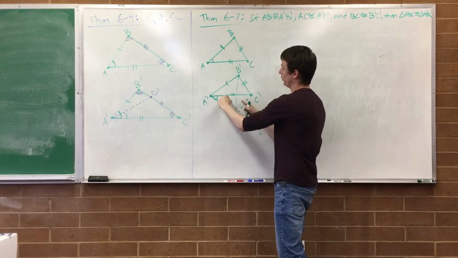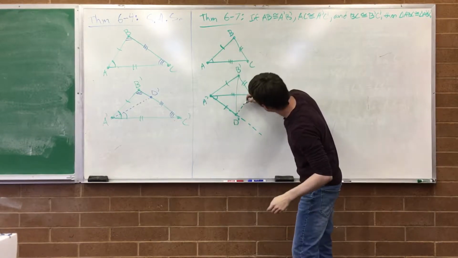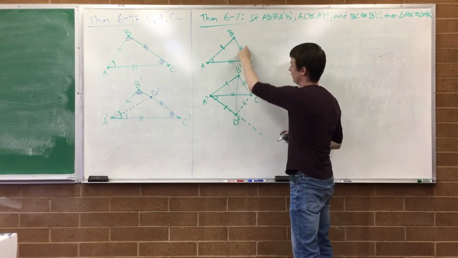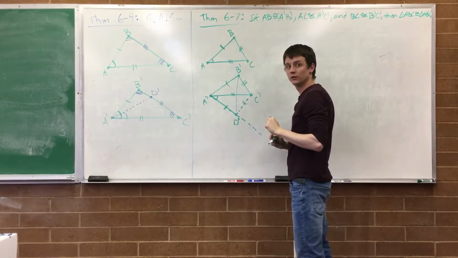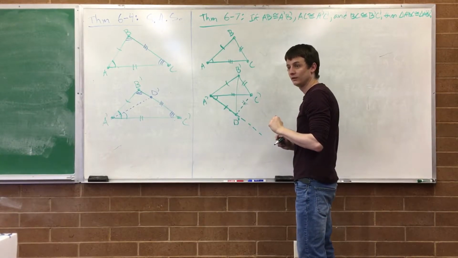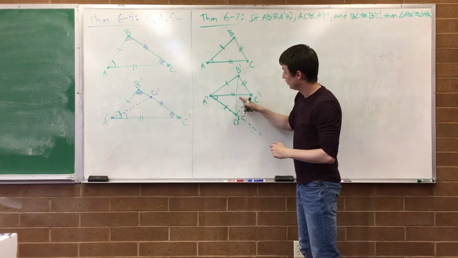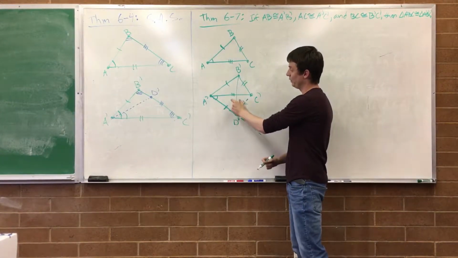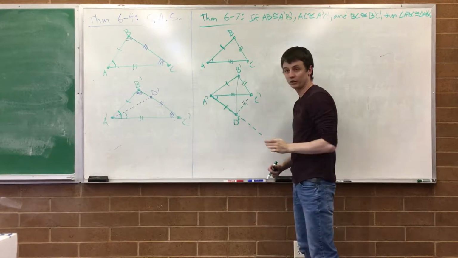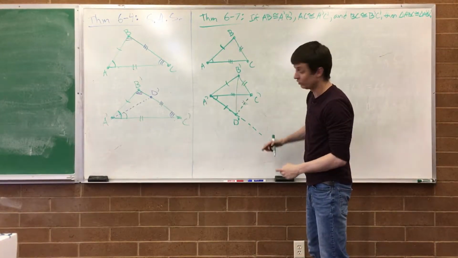Oh, by the way, when we show the bottom one's congruent to this one, that also gives us that this side is congruent to this side. Okay? So now we draw this line. Now we need to show that this triangle is congruent to this triangle. The way we do that is isosceles triangles.